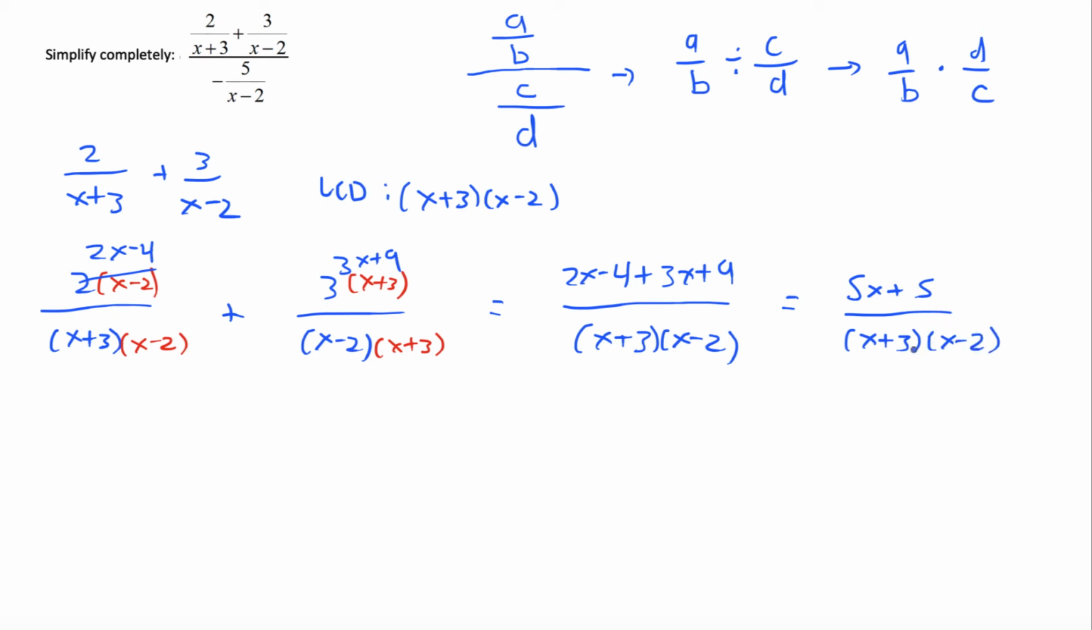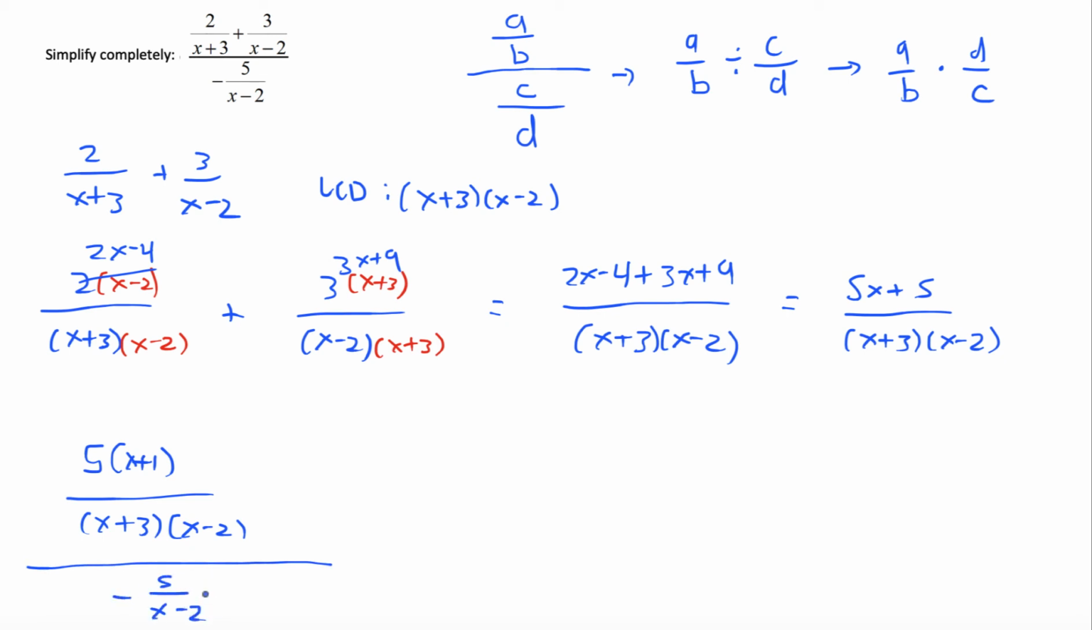Now, we're not done with the problem yet, though. All we've done is simplified the numerator. But let's think about that. We can rewrite this as 5 times the x plus 1. I just went ahead and factored that 5 out, over x plus 3 times x minus 2, all of that divided by negative 5 over x minus 2. But this is a good thing. Why is this a good thing? We can use this property now.